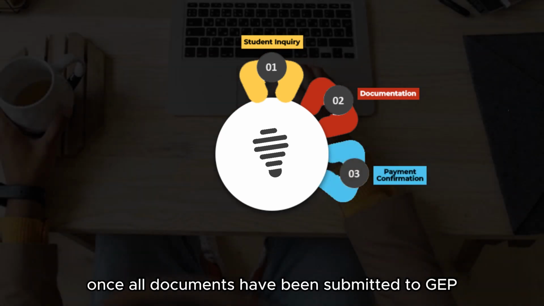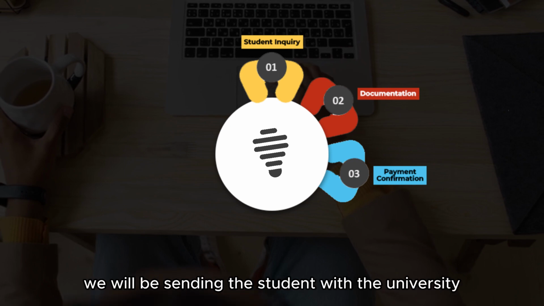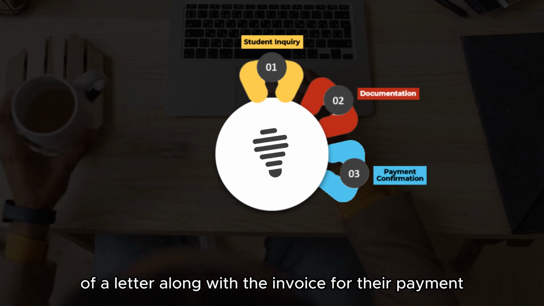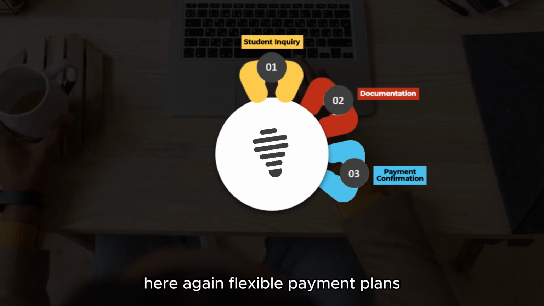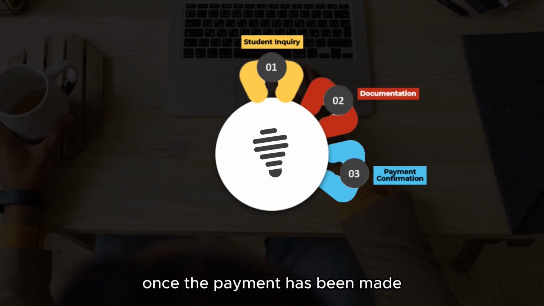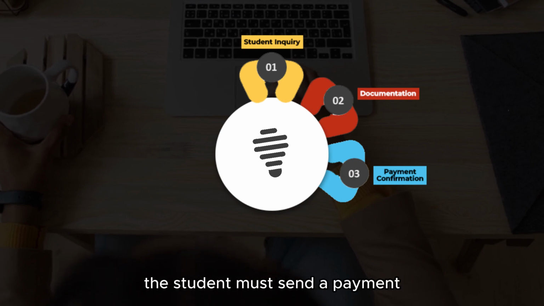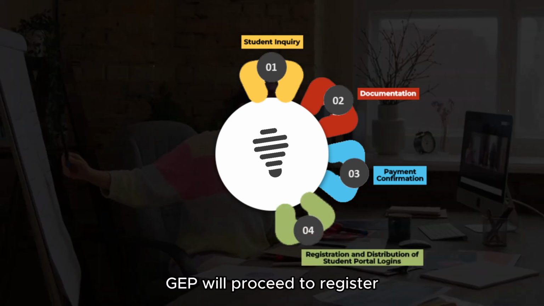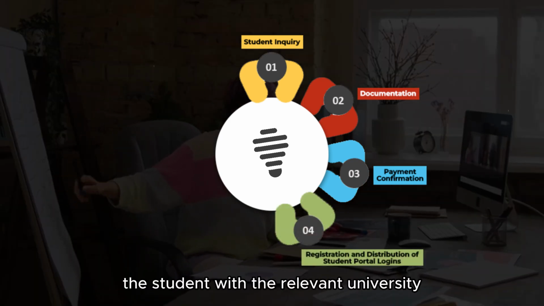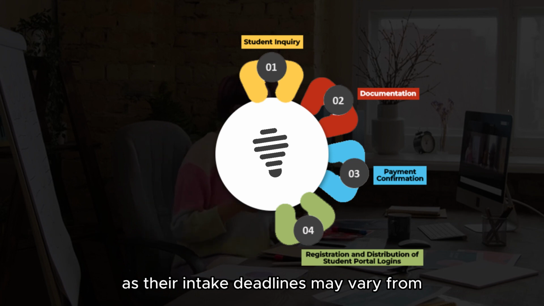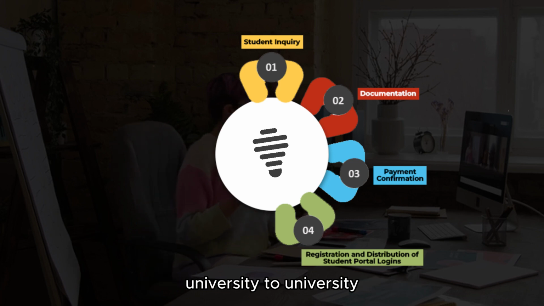Once all documents have been submitted to GEP, we will be sending the student the university offer letter along with the invoice for their payment. Here again, flexible payment plans are available based on the program and the cost. Once the payment has been made, the student must send a payment confirmation receipt to GEP. Upon the receipt of payment, GEP will proceed to register the student with the relevant university. These registration dates will vary depending on the university, as their intake deadlines may vary from university to university.